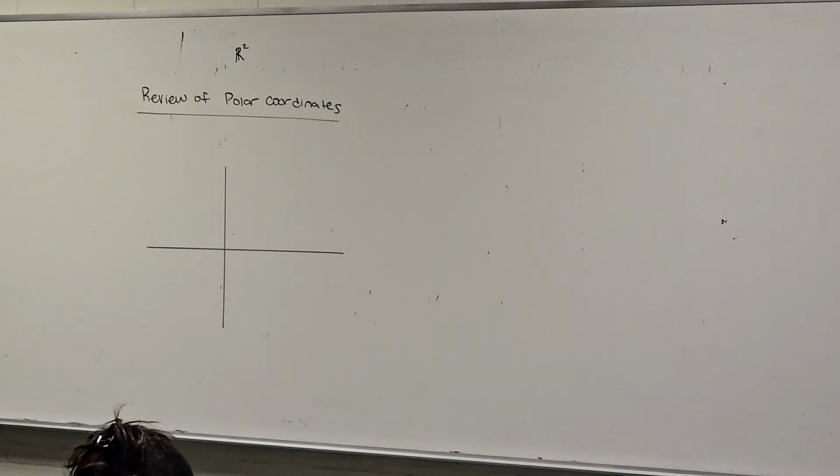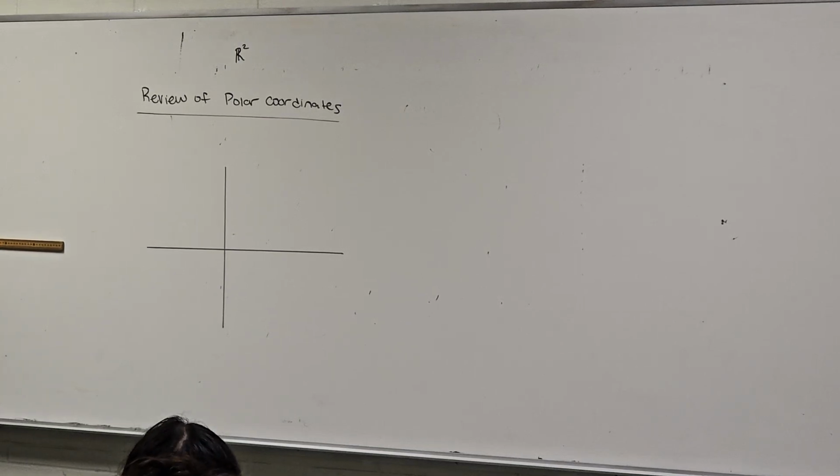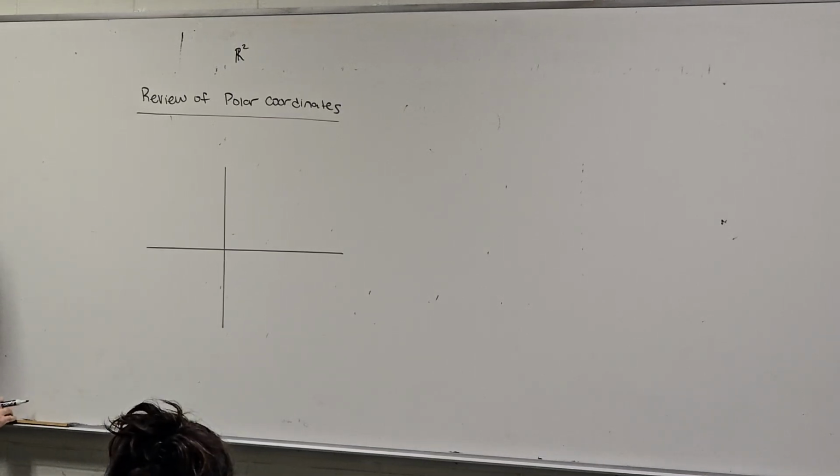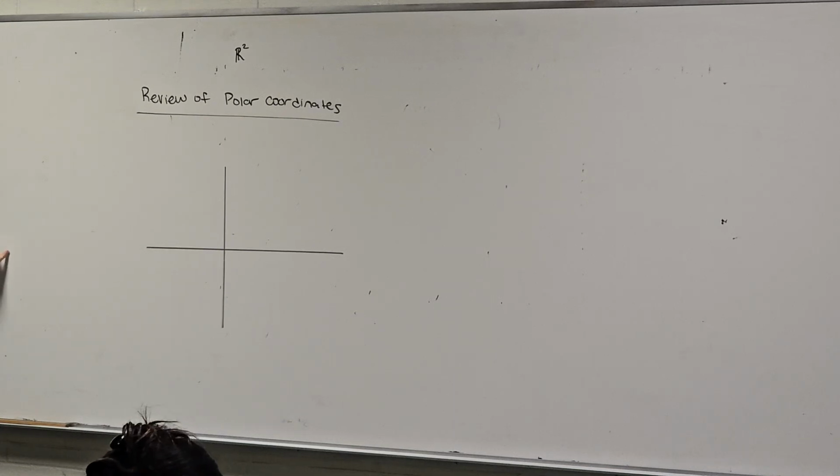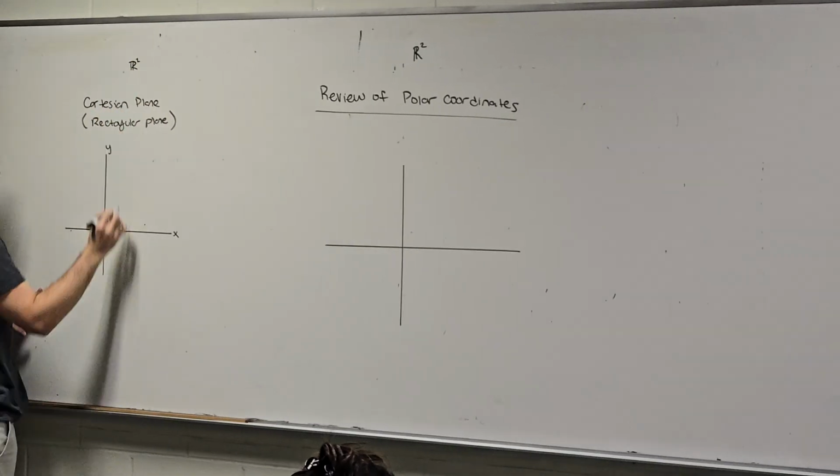So we have the regular XY plane that we have always seen before, and we can call this the Cartesian plane, also just known as the rectangular plane. This over here is what we have always seen before.